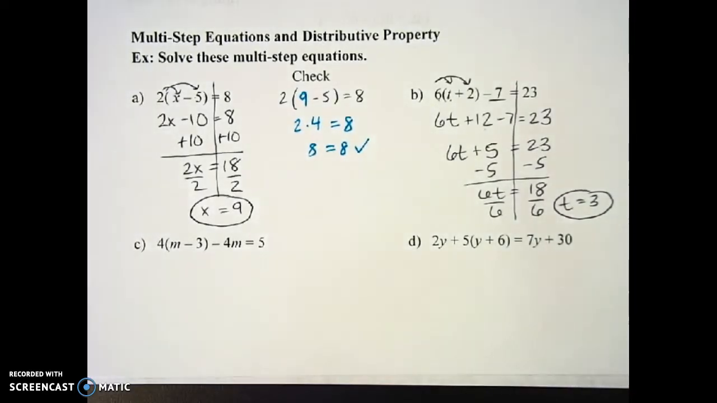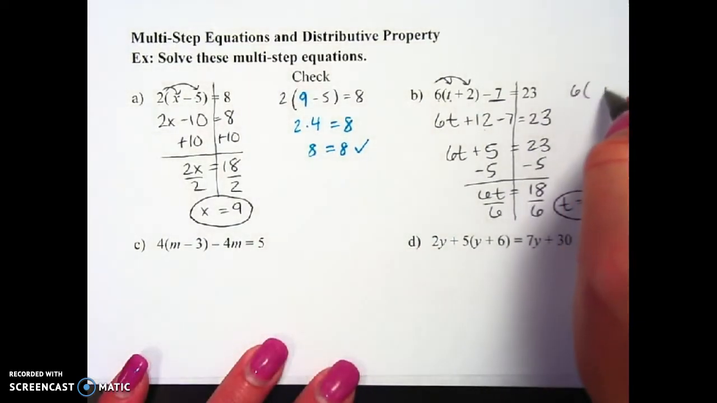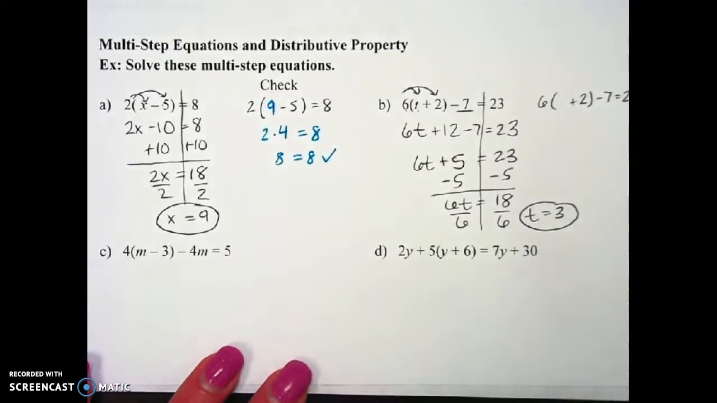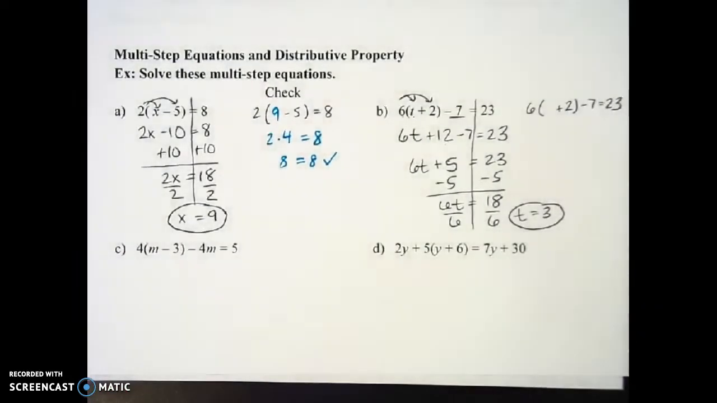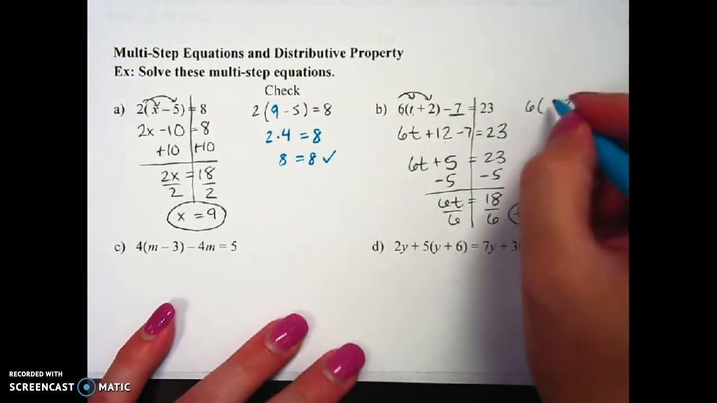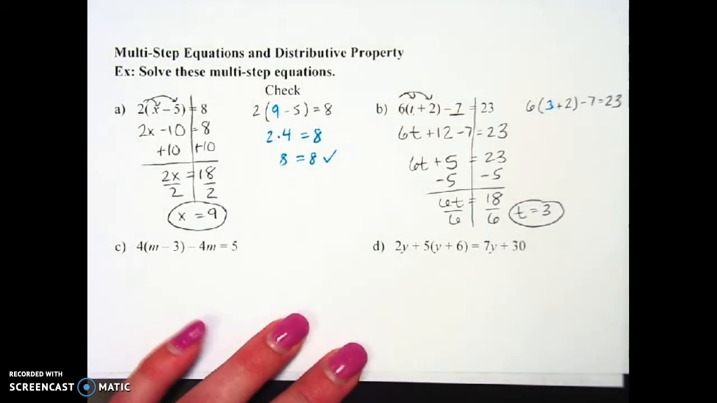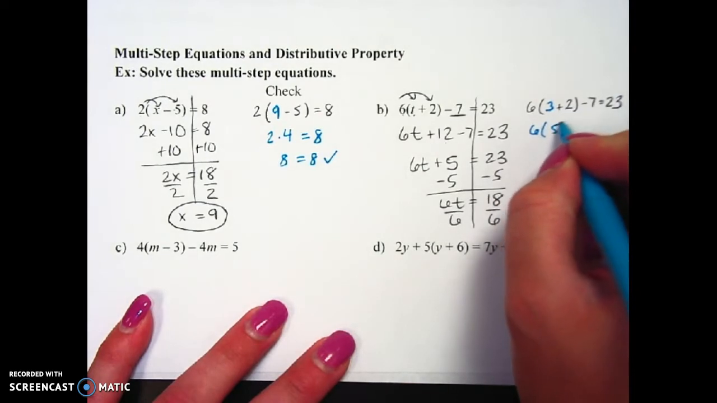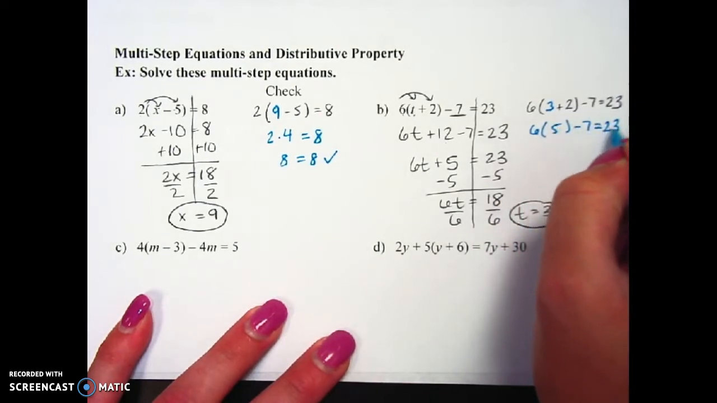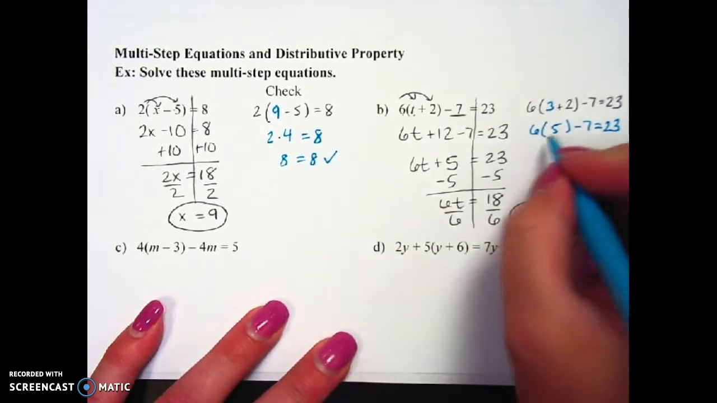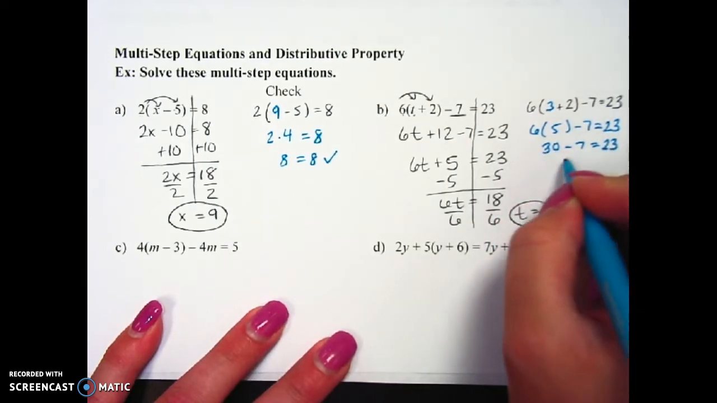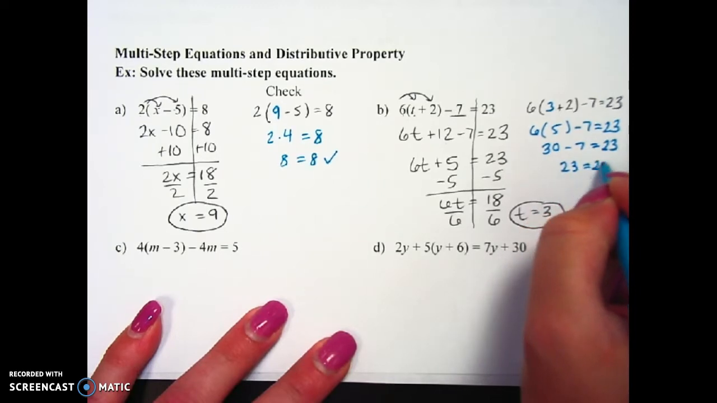Okay, let's do one more check step over here. So I have 6 times (t plus 2) minus 7 equals 23. A little bit so you can see it there. So when I put in my answer of 3, parentheses first, order of operations. So 3 plus 2 is 5. 6 times 5 would come next, so it's just 30. And 30 minus 7 is 23.